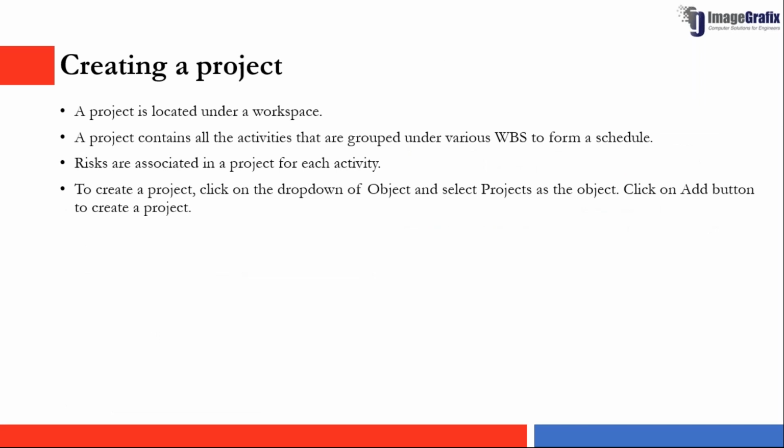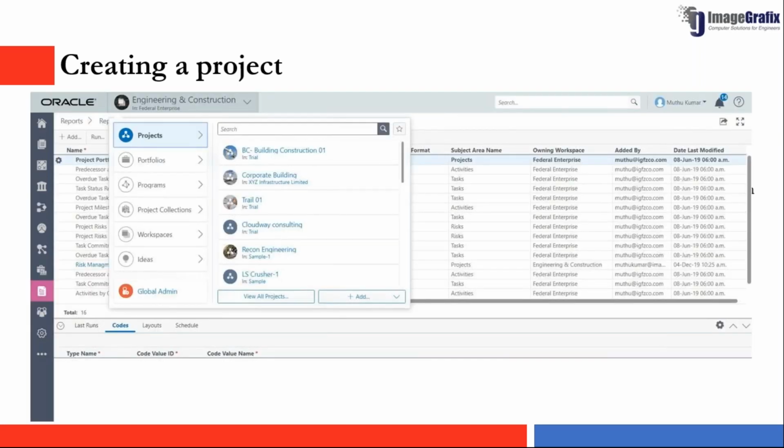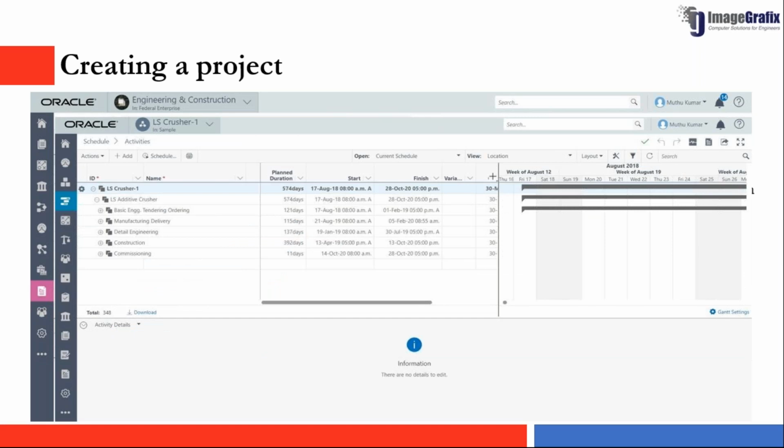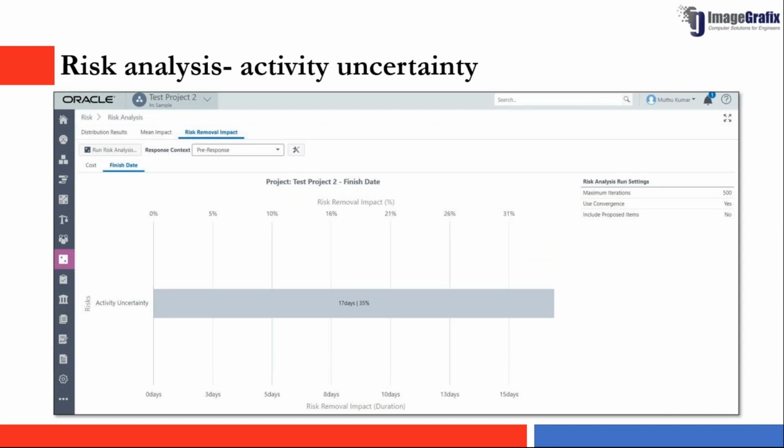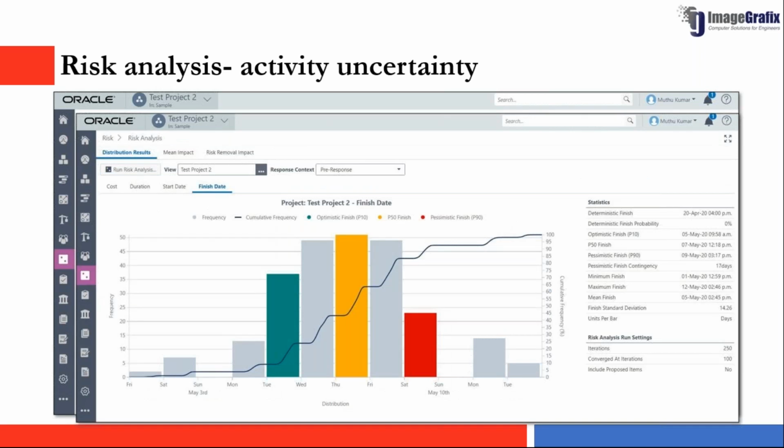The first step in analyzing risk is to create a project, create the WBS, and create activities, then apply activity uncertainty to these activities. Activity uncertainty gives you information about general uncertainty for each activity by defining a three-point estimate. A three-point estimate is nothing but giving the minimum, most likely, and maximum duration for the activity to be completed. Once we have given this activity uncertainty, we apply it and run the risk analysis. When we run the risk analysis, we get results in this format: distribution results, mean impact results, and risk removal impact results. We will see all these in detail.